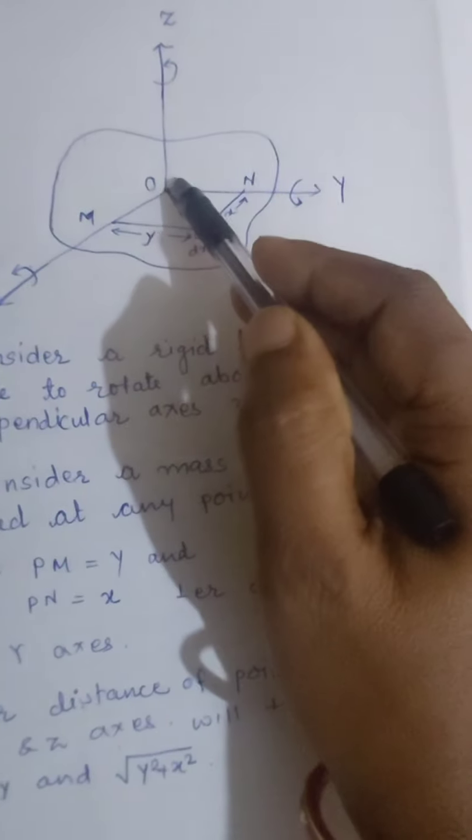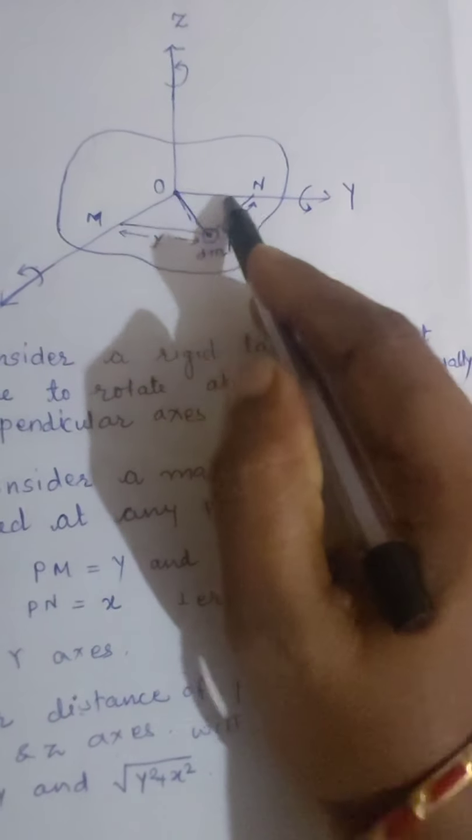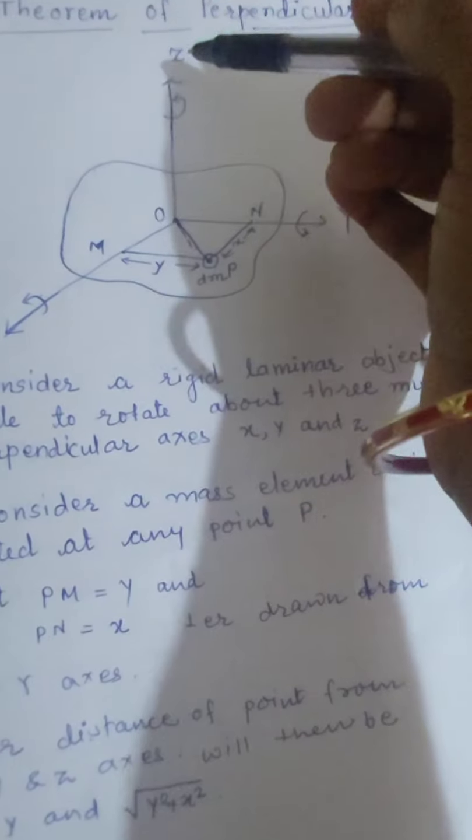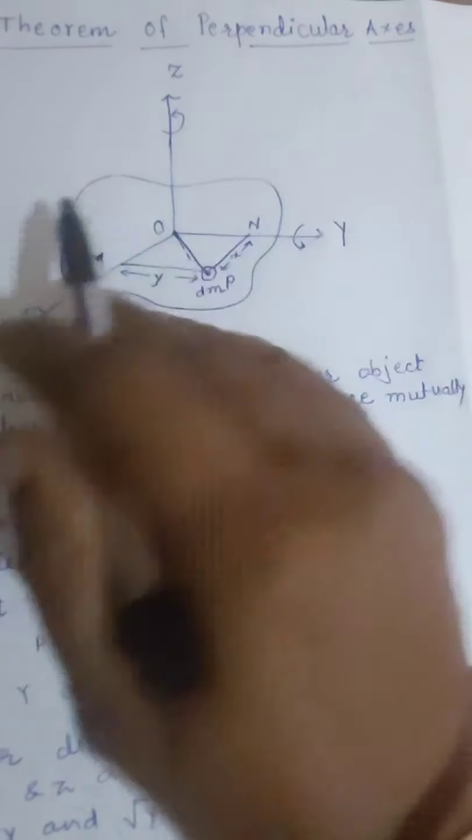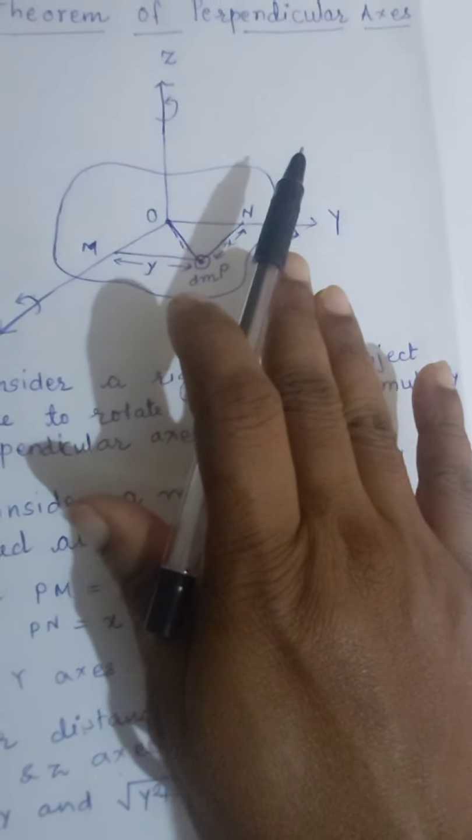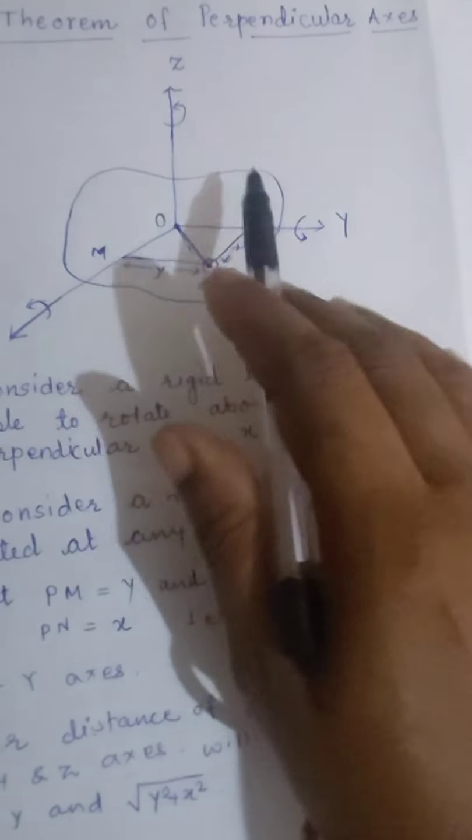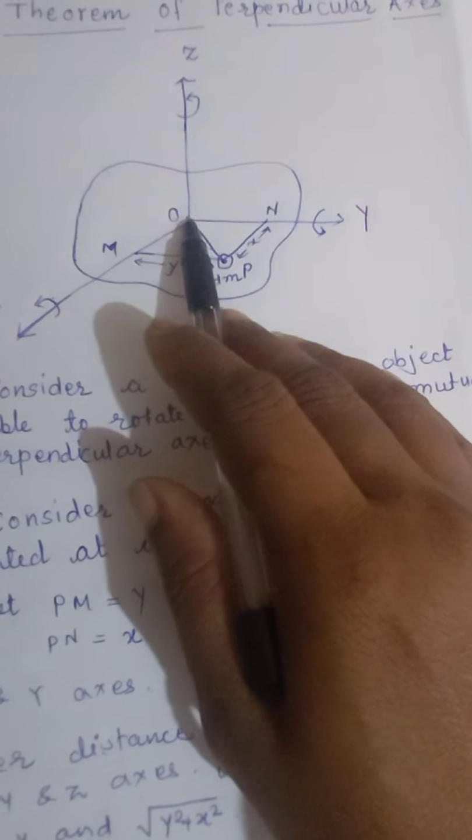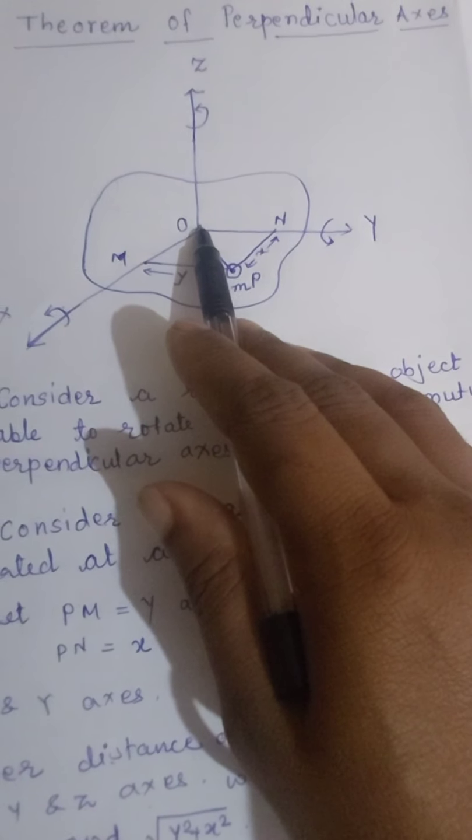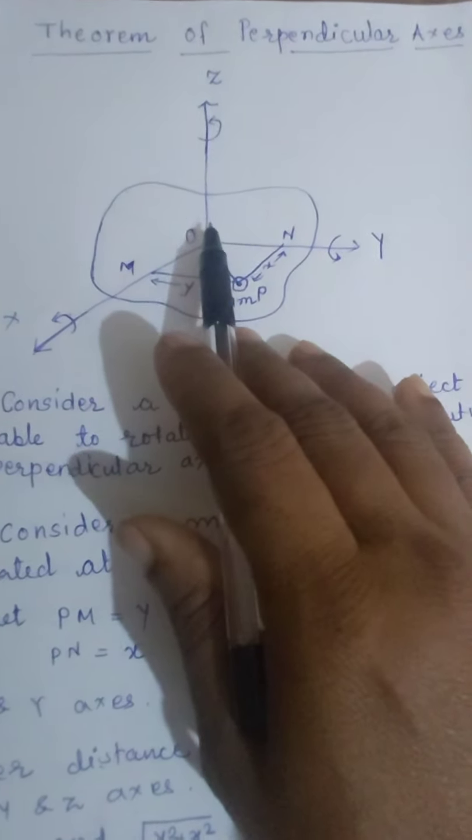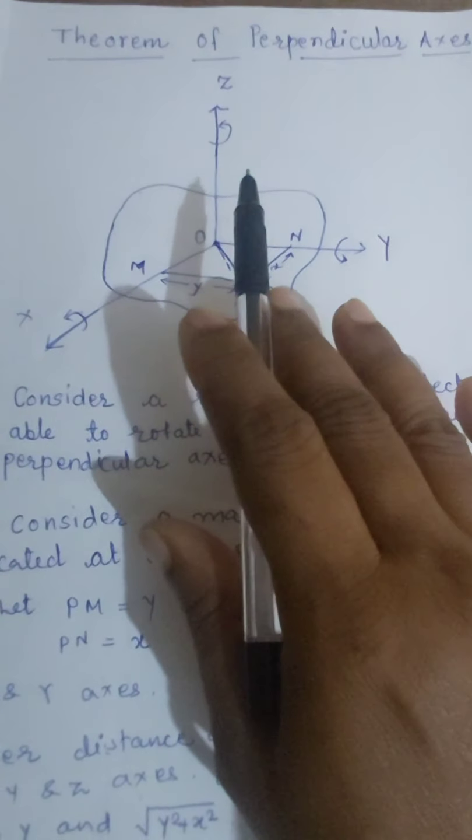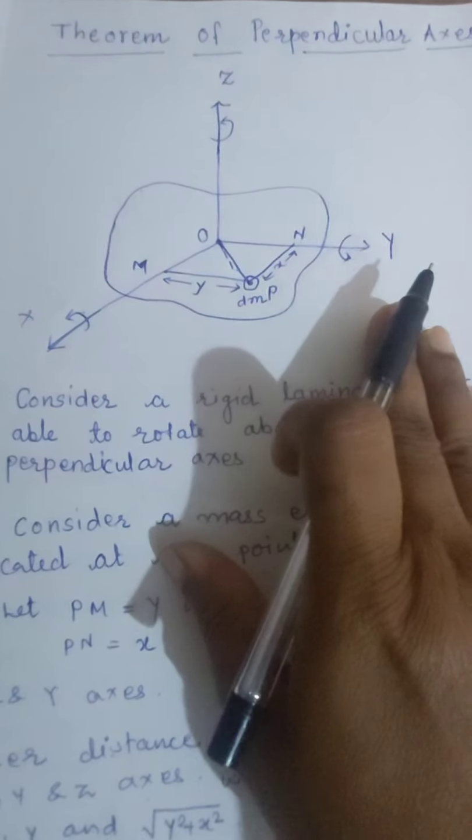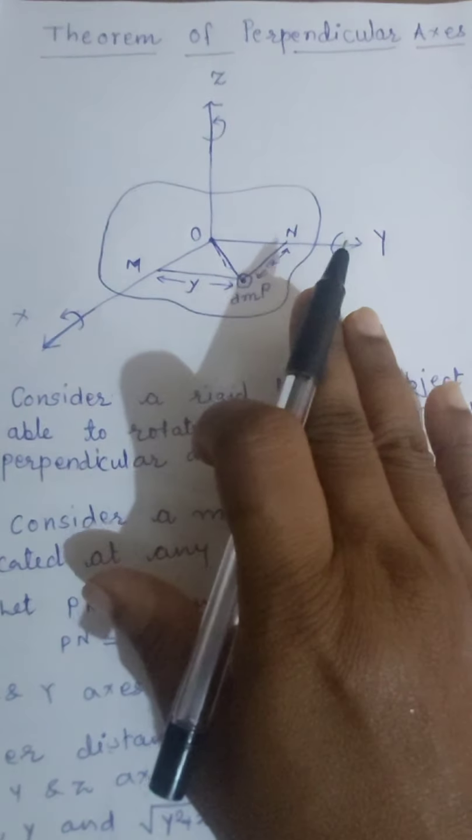Out of them, two are planar, meaning two dimensional, and the third axis is perpendicular to the plane. These three are concurrent. Concurrent means all three are meeting in one point, that is known as concurrent. In such a case you can apply the perpendicular axis theorem to find out the moment of inertia of this body.